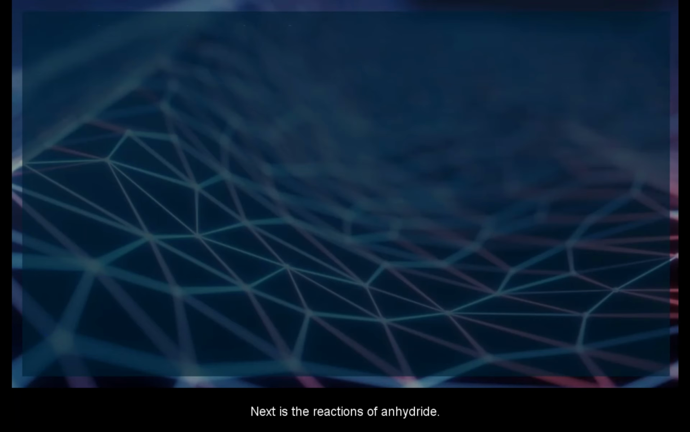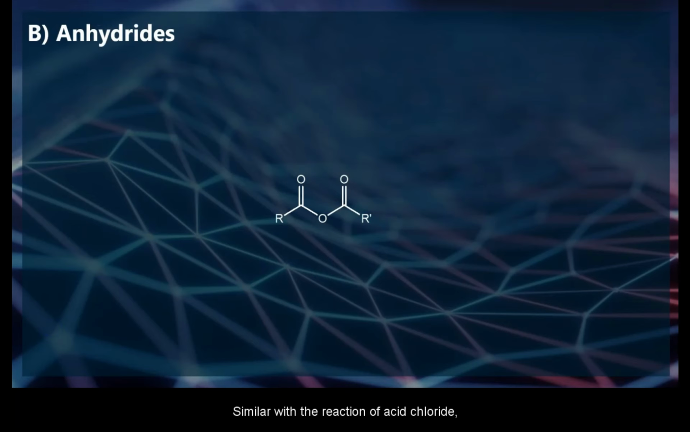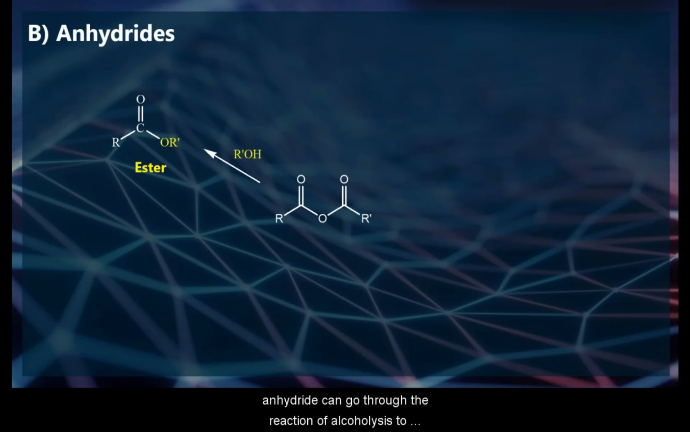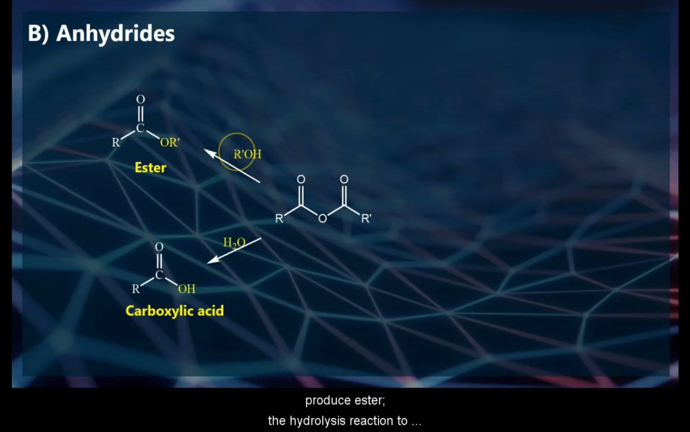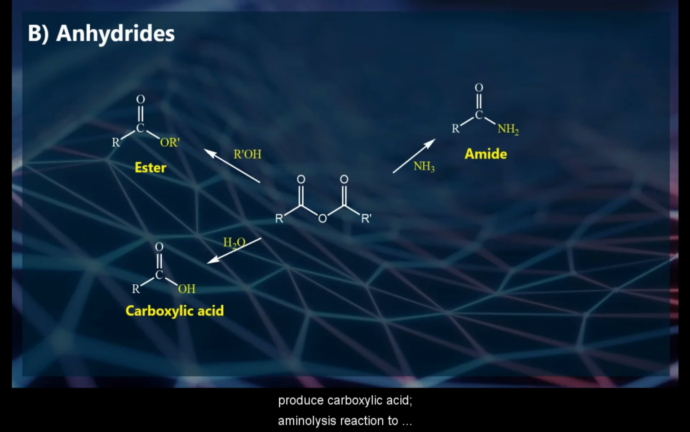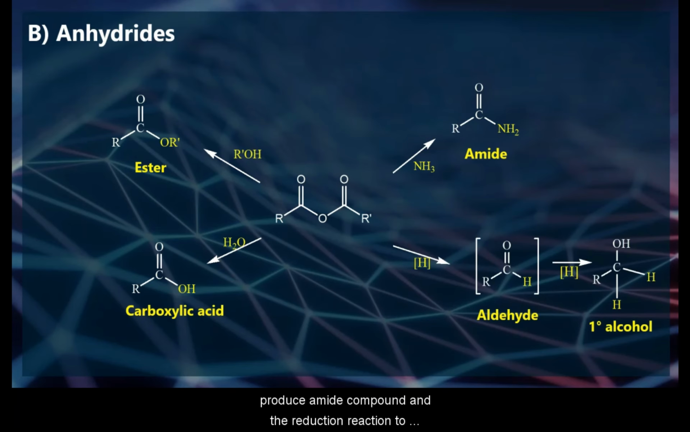Next is the reaction of anhydride. Similar to the reaction of acid chloride, anhydride can go through the reaction of alcoholysis to produce an ester, the hydrolysis reaction to produce carboxylic acid, aminolysis reaction to produce amide compound, and the reduction reaction to produce primary alcohol. As your guide to draw the product, you can follow the sign of which alkyl group and yellow color indicating the nucleophile that will attach to the anhydride part.